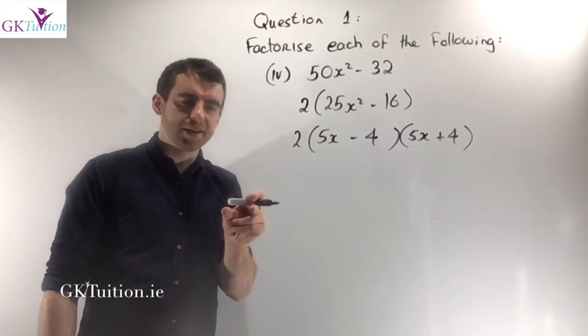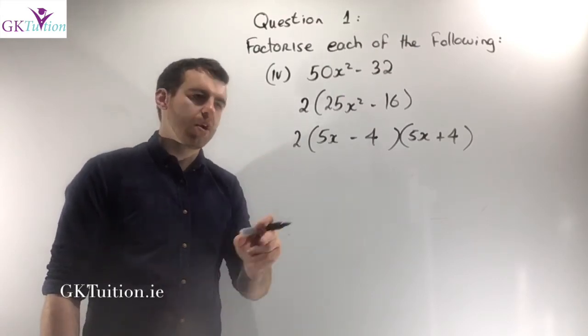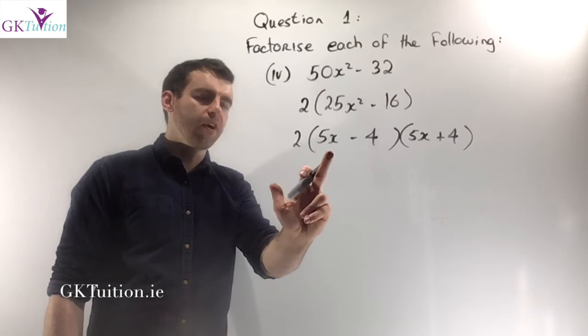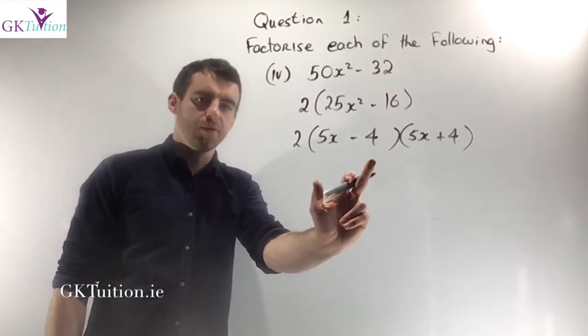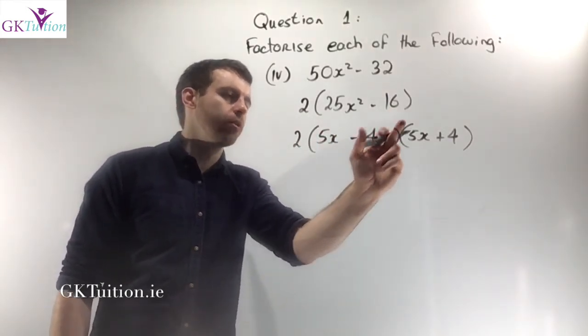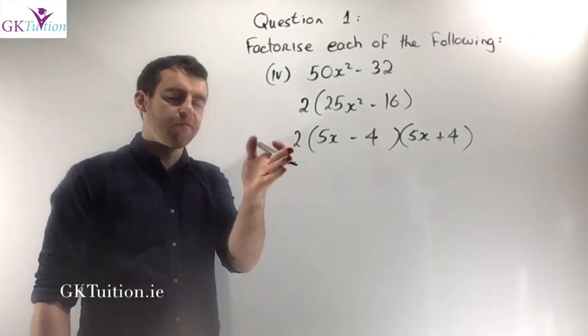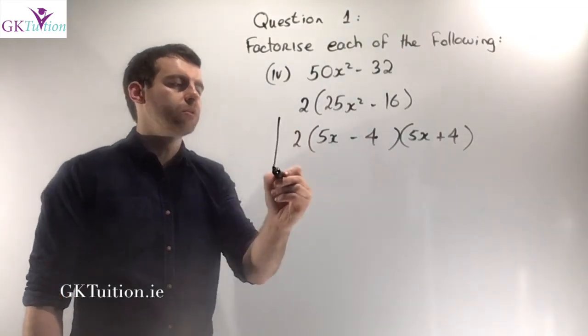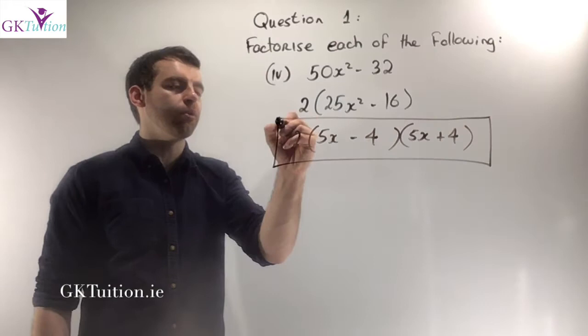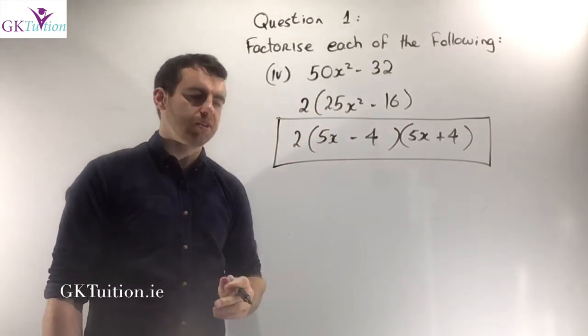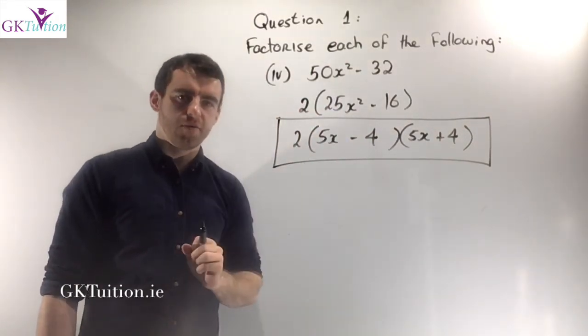Now the thing in the brackets is the difference of two squares. Because the square root of 25x squared is 5x, the square root of 16 is 4. So I just have 5x minus 4 times 5x plus 4, and I just have my 2 outside. If I multiplied this out, I would end up back where I started with 50x squared minus 32. So this is my final answer for part 4.